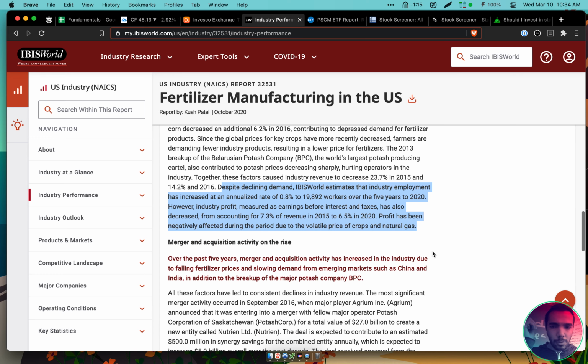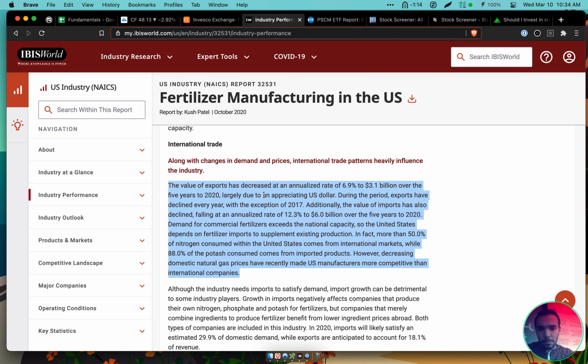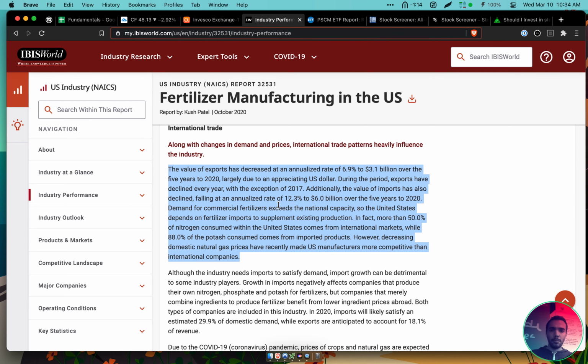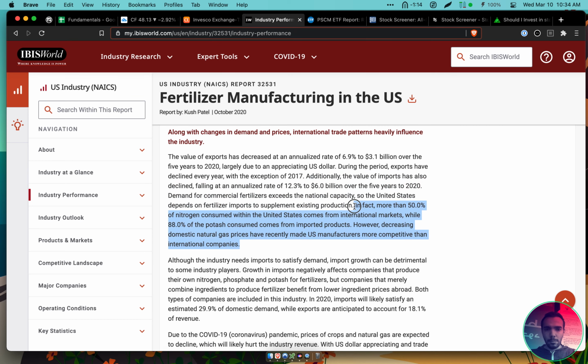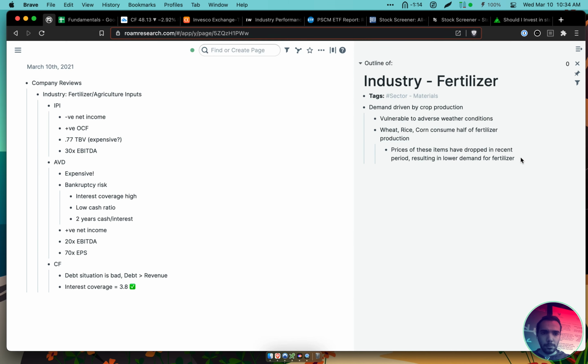This world estimates that industry employment has increased. Okay. More than 50% of nitrogen consumed within the US comes from international markets. Wow, okay. Nitrogen. Potash, nitrogen. Greater than 50% comes from outside.